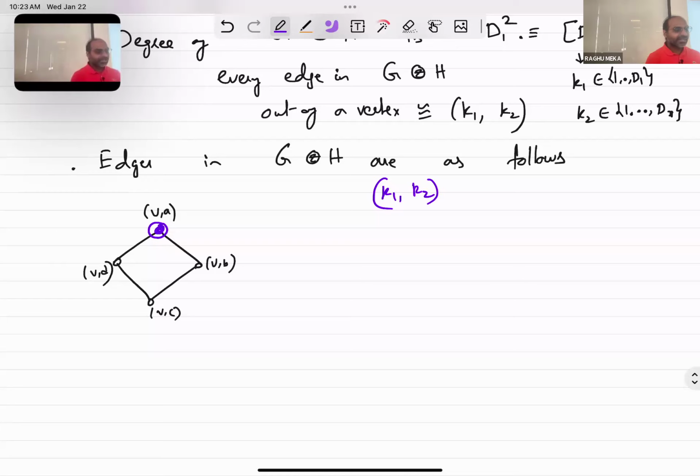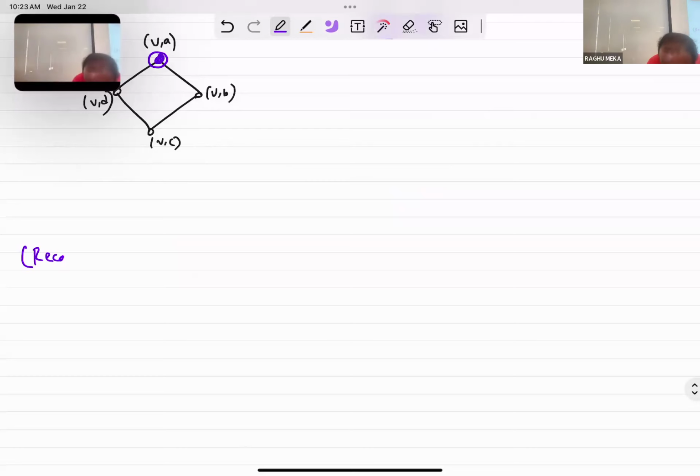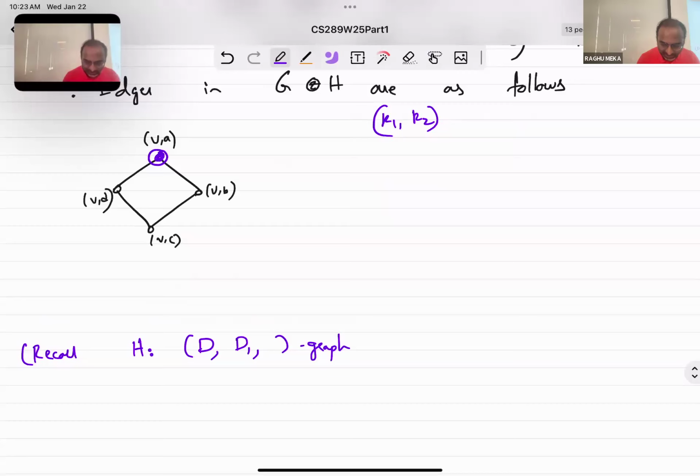So you take 3 steps overall. The first step is going to be within cloud. So in this cloud, I'm going to take a jump according to vertex K1, according to the label K1. So what does this mean? Recall, H is a D comma D1 graph, right? So every vertex in H has degree D1. So given K1, I can say go to whatever the label of K1 takes you to. Okay.